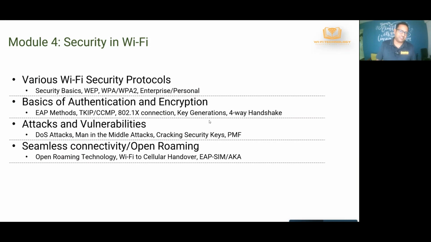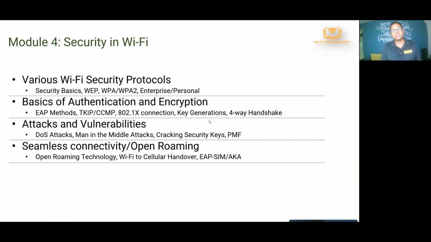And the third session, which I'm quite excited about, is about attacks and vulnerabilities. So we're going to talk about different types of attacks that normally happen in the Wi-Fi world: DoS attacks, man-in-the-middle attacks, cracking security keys, and what mitigations have been applied to take care of these attacks, and what kind of attacks have been found in the industry.